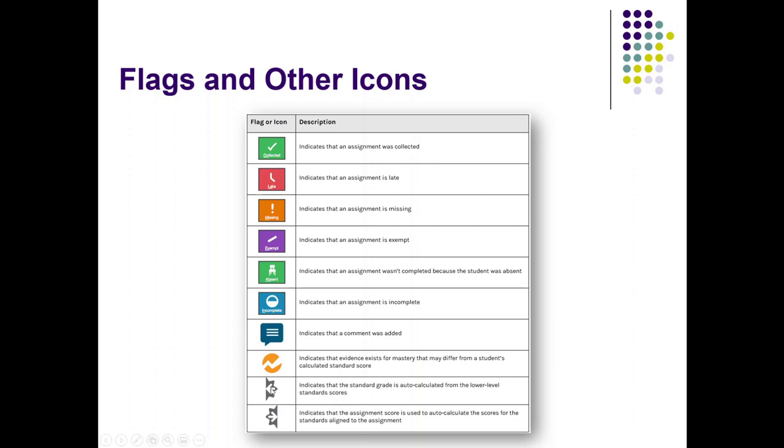These little icons here with the arrow to the left and to the right indicate the standard grade is auto-calculated from the lower level standard scores when you see it facing to the left, and then to the right, that indicates that the assignment score is used to auto-calculate scores for the standards aligned to the assignment. So those are just some things to keep in mind if you're using standards grades.